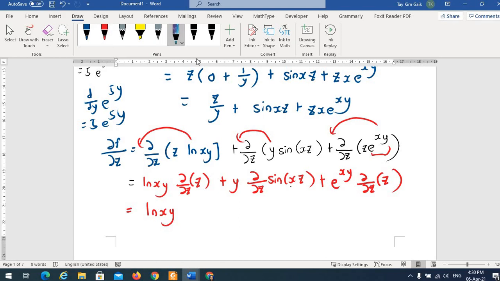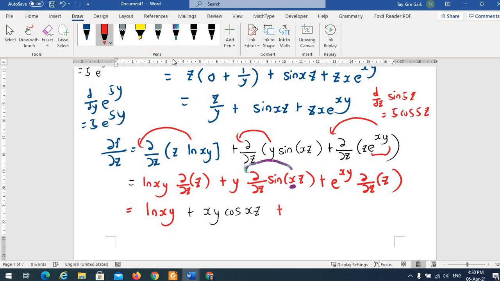Okay, del z of sin xz. When you del z, x is a constant, so x will factor out. So you get xy cos xz. Remember, if you d/dz, let's say sin phi z, the answer is phi cos phi z, where the x is equivalent to a constant, let's say phi. That's why you get x cos xz. Plus, del z of z is 1. That's why here you just get exponent xy. So this is del f del z.